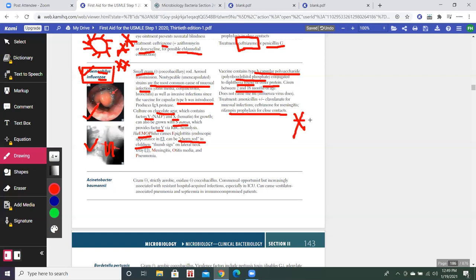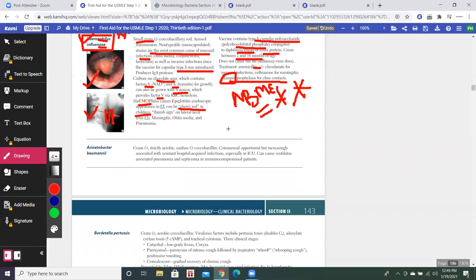This is high yield. You will get a lot of questions for this, especially from NBME. That is, which pharmacological agent can be prescribed for prophylaxis against hemophilus meningitis? And the answer is rifampin. Okay. And for treatment, you can give amoxicillin and clavulanic acid. Are we all clear about this? Yes or no? Are we clear about this, hemophilus?